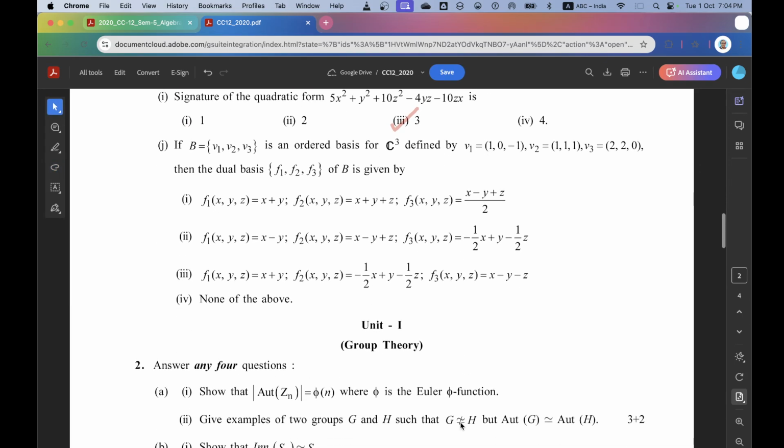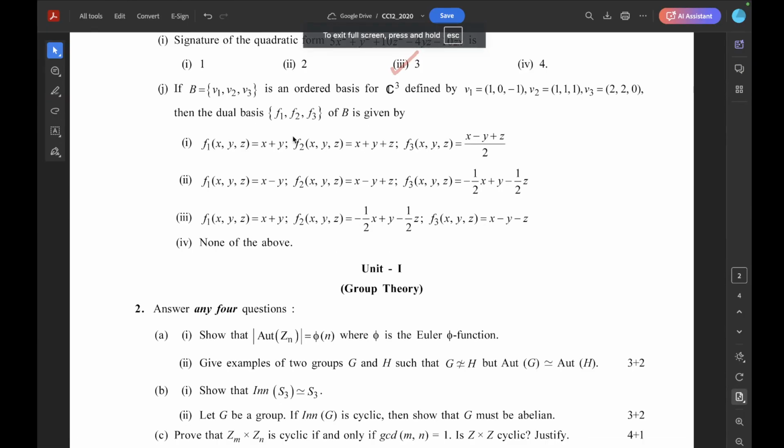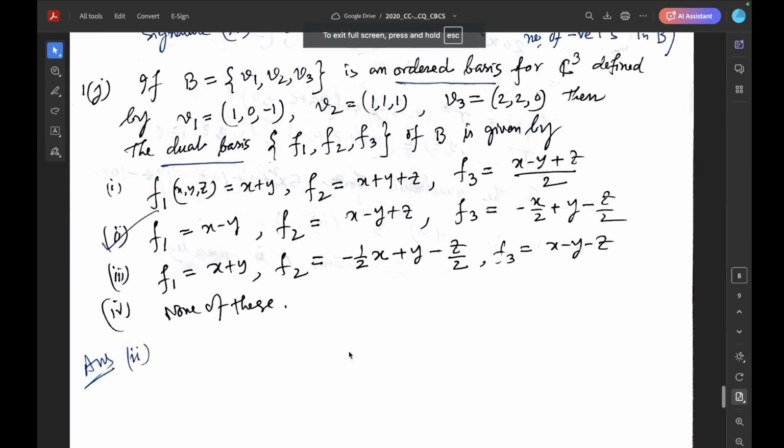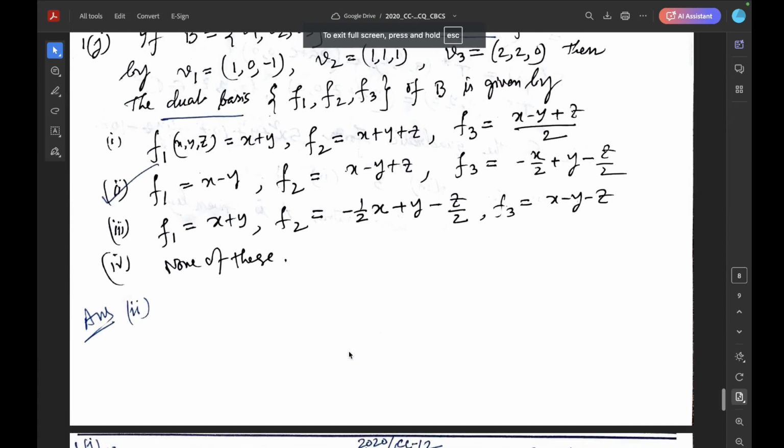Question J. If B, the set V1, V2, V3, is an ordered basis of C3 defined by V1 equal to (1, 0, minus 1), V2 equal to (1, 1, 1), V3 equal to (2, 2, 0), then the dual basis F1, F2, F3 of B is given by what? The correct option is 2.